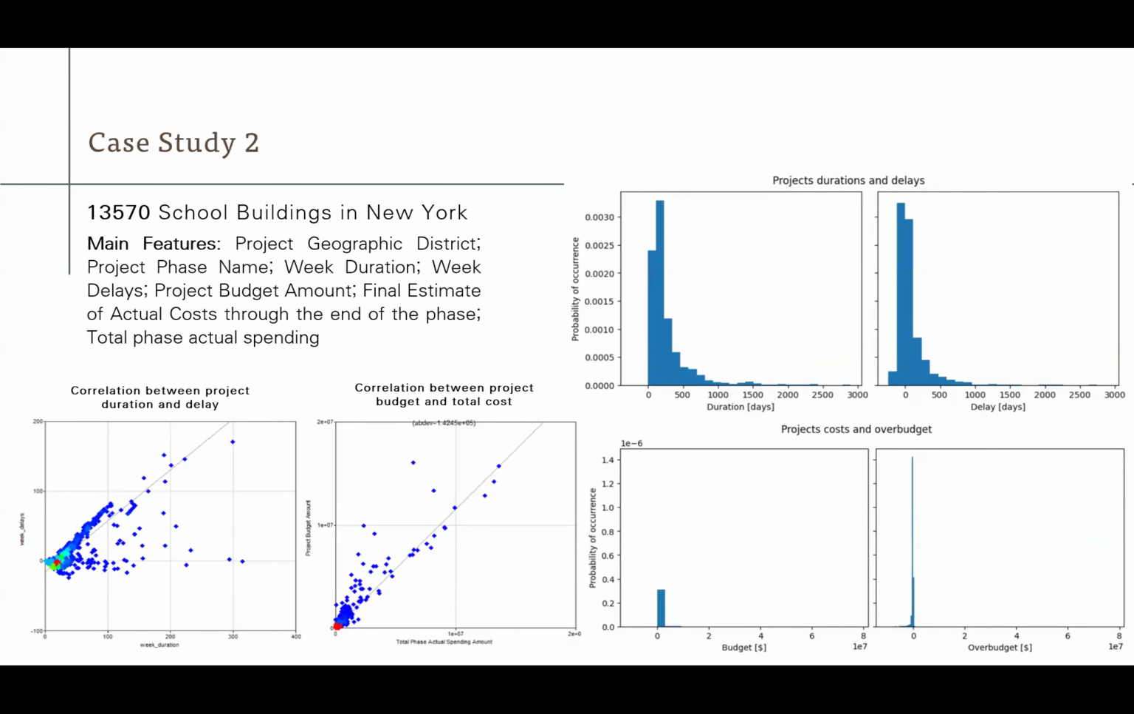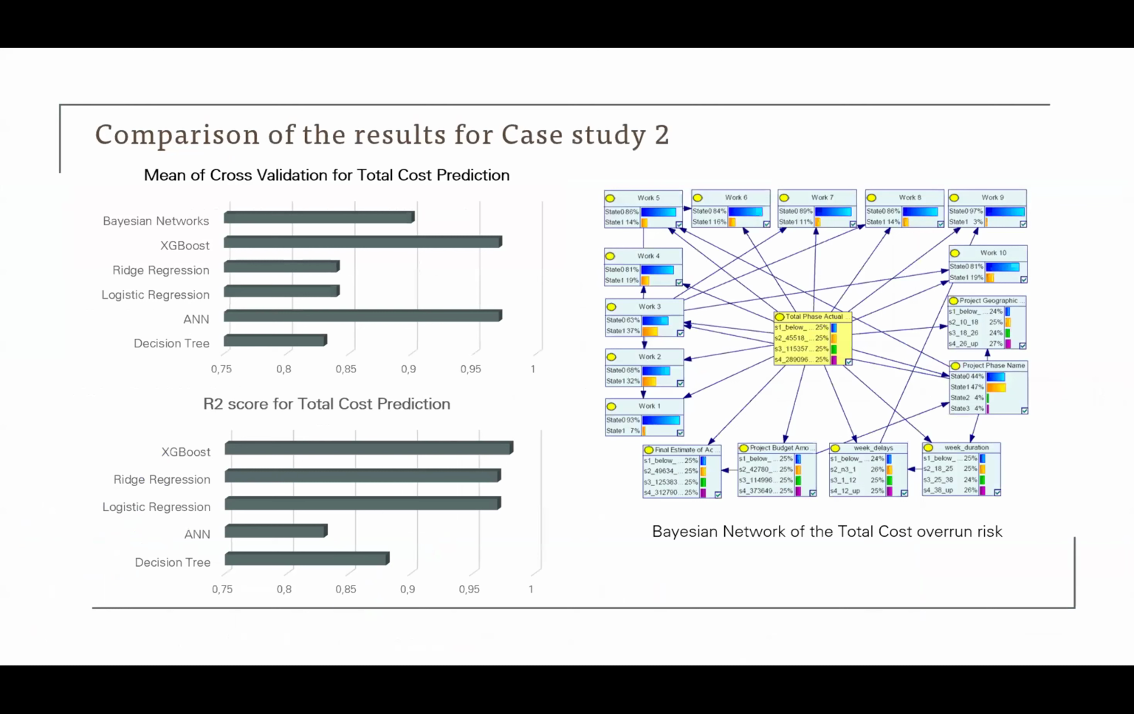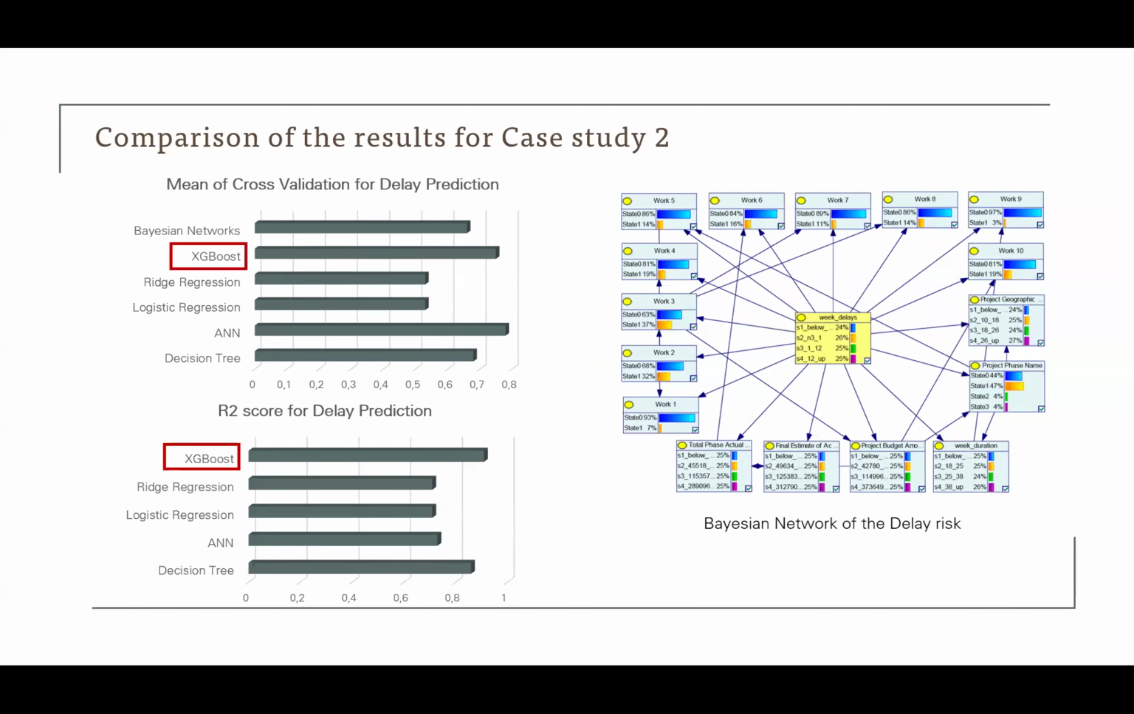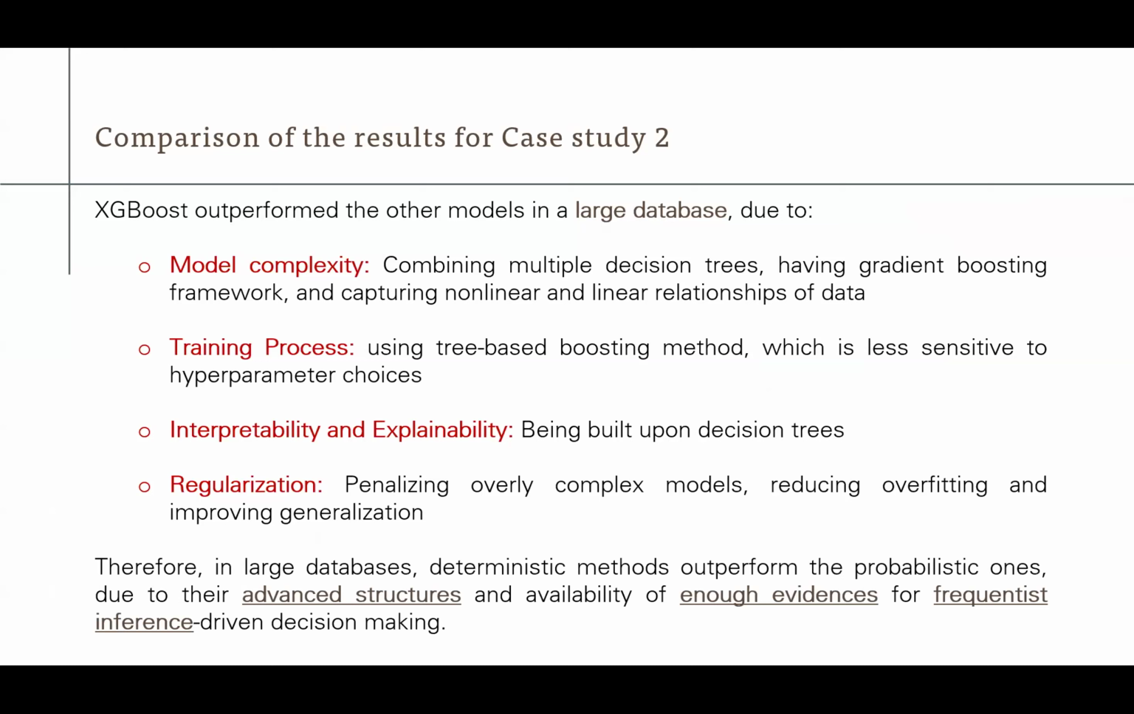The second case study was a much bigger database of more than 13,000 school buildings in New York, where the delay and cost overrun risks were studied. And since it was a much bigger size, as you see, XGBoost, which is categorized as a deterministic machine learning model, outperformed the probabilistic ones for both scenarios. The reason is basically the complexity, tree-based reasoning and boosting method of XGBoost, and the regularization process, which penalizes overly complex models, which was in favor of XGBoost. And in general, the size of the database was in favor of the advanced structures of deterministic models.